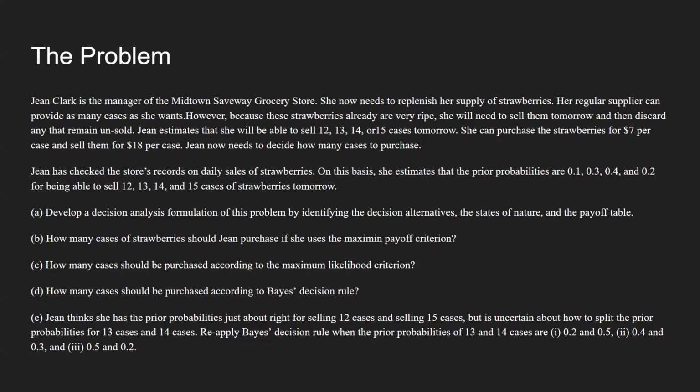And question E, Jean thinks she has the prior probabilities just about right for selling 12 cases and selling 15 cases, but is uncertain about how to split the prior probabilities for 13 cases and 14 cases. Reapply Bayes' decision rule when the prior probabilities of 13 and 14 cases are: decision 1, 0.2 and 0.5; decision 2, 0.4 and 0.3; and decision 3, 0.5 and 0.2.